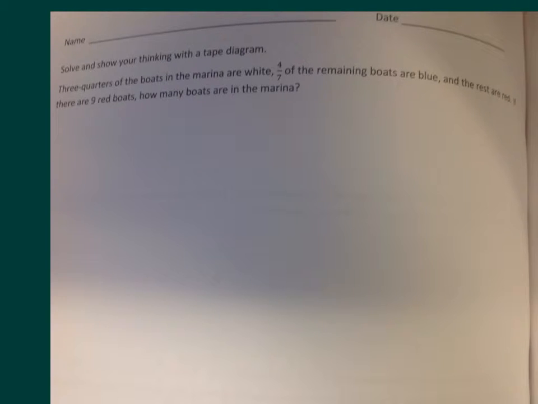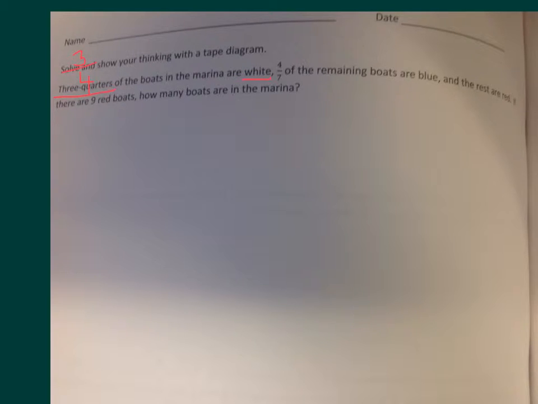You want to read the question and underline the important parts. Okay, so I'm going to read it out loud. I'm going to underline the important parts. If you're solving it in a notebook at home, you want to write down the important parts. Okay, so the first thing is that 3/4 of the boats in the marina are white. So I'm going to underline 3/4 are white. I might even write the number 3/4 above the words so that's easier to understand.